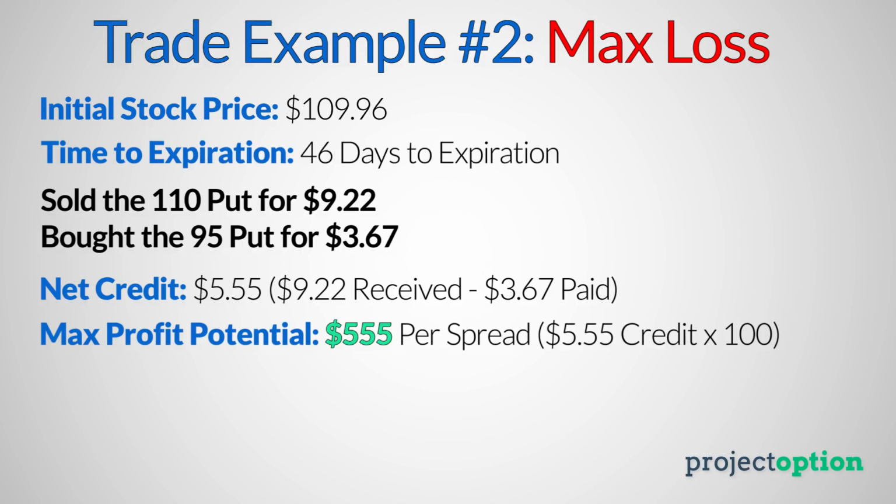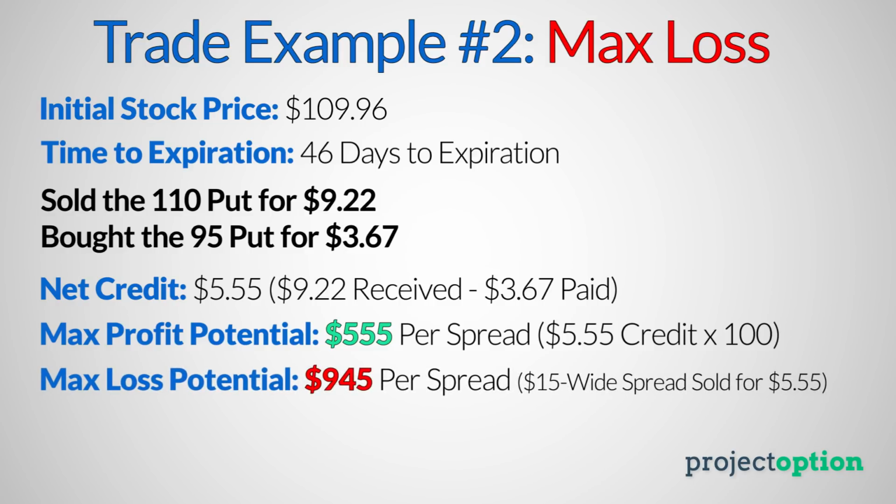spread that I sold. In this case, the maximum loss potential is $945 per spread, which comes from the $15 strike width less the $5.55 net credit received. If I sell a spread for $5.55 and that spread's value increases to $15, that represents a $9.45 move against me, and when I account for the option contract multiplier of 100, I get a loss of $945 per spread.